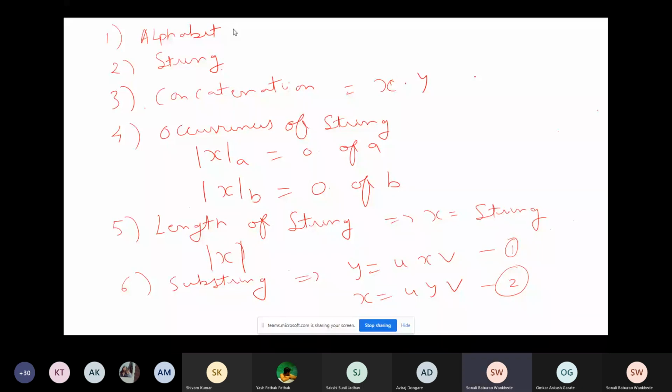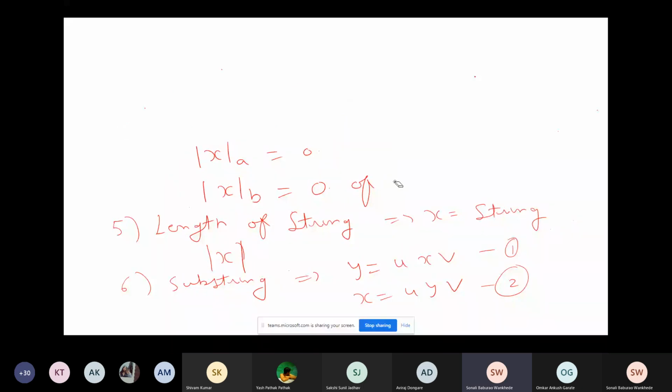Okay, alphabet, string, concatenation, occurrences of a string. In the first case, it is computing the occurrence of A, then the occurrence of B. Then our next point is computing the length of a string, and similarly calculating the substring of a given expression. This is what you have to remember. Now we will see our next topic, and then I guess we will stop for this session. In the next session, we will see regular languages and automata theory. These are just the basic parts of grammars.